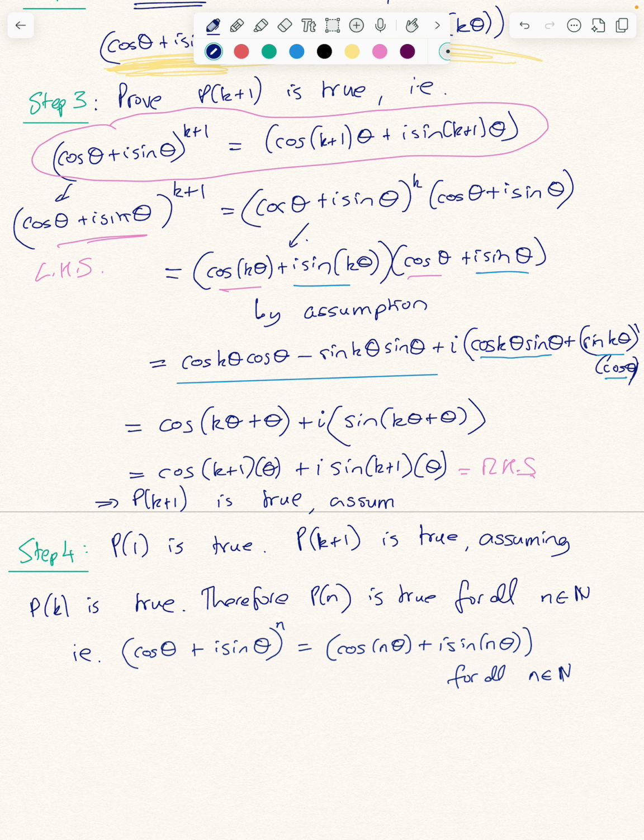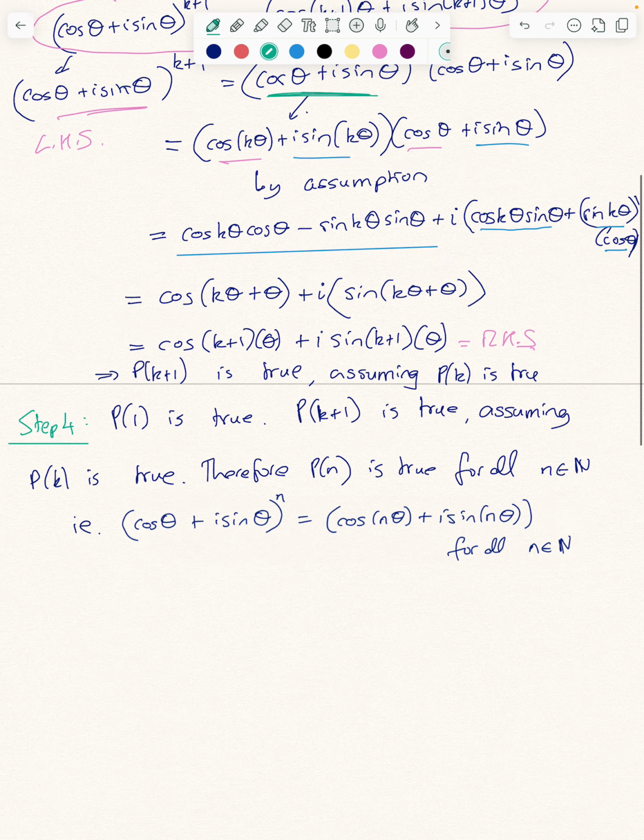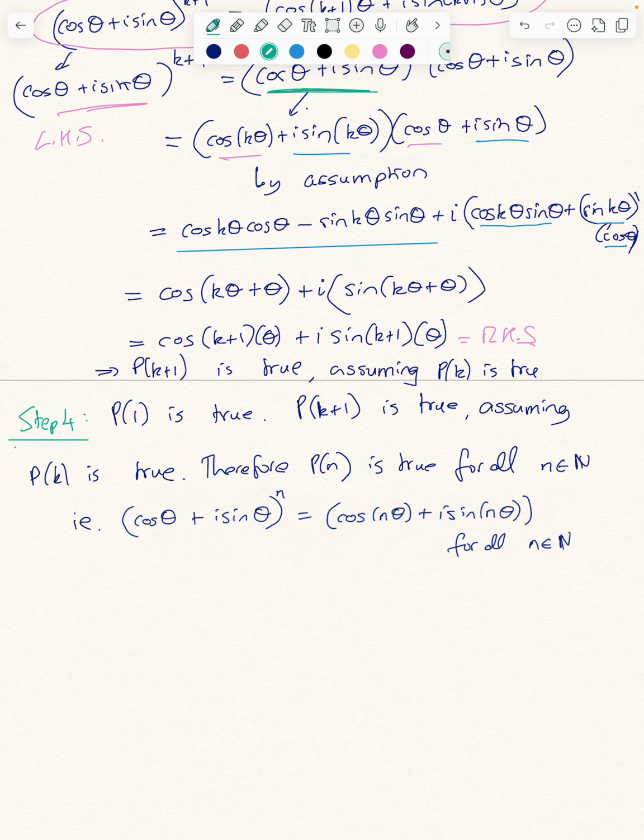You always use your assumption in this step. That is why you want to get very quickly to a point where you see something that resembles a term in your assumption. And then your final step is always the same, your conclusion. I've written it in terms of P this time. So P1 is true, Pk+1 is true, assuming that Pk is true, therefore Pn is true for all n, i.e. DeMoivre's theorem is true for all n.